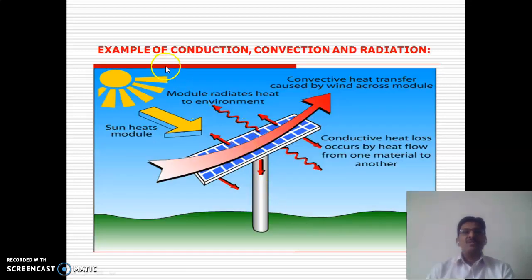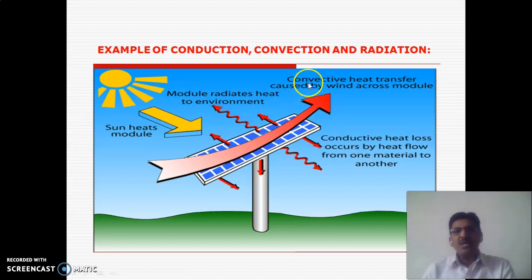Here you can see an example in which all three modes of heat transfer are covered. This is the sun, and this is the solar panel. On this solar panel you can see that sunlight is coming onto the panel. Here the conductive heat loss occurs by heat flow from one material to another, that is the conduction mode of heat transfer.